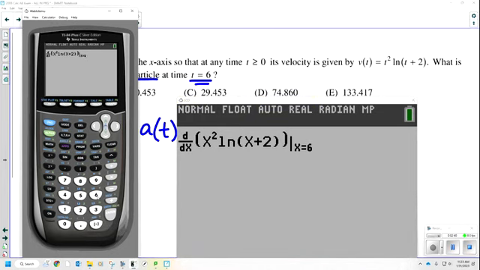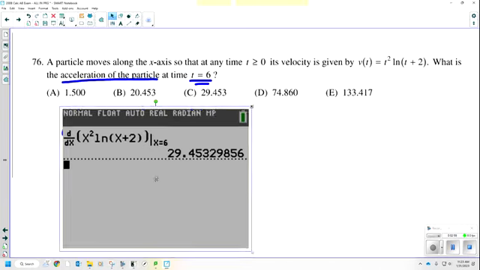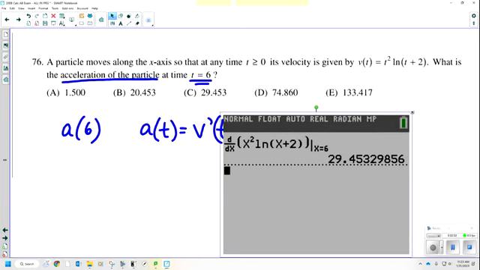Now, without inputting a number for that variable, it won't give me the expression. It won't use the product rule and say it's x squared times the derivative of ln of x, which is 1 over x. It won't give us an expression or an equation, but it will give us a number. And that number is 29.4532. All these answers seem to go 3 decimal places, so 29.453. Oh, look at that. It is choice C. Very easy with a calculator.